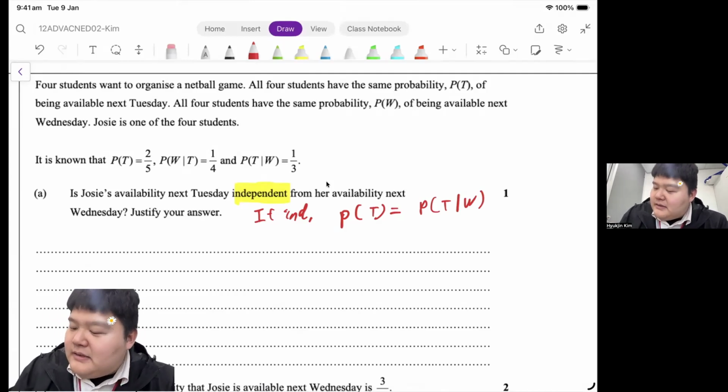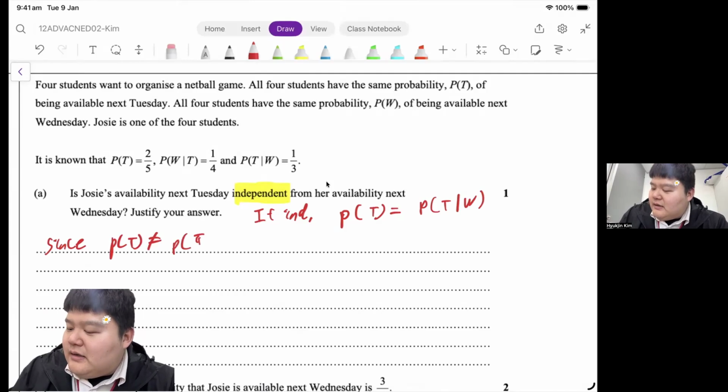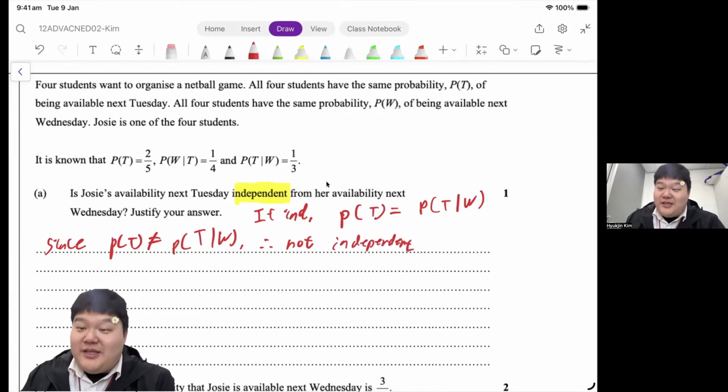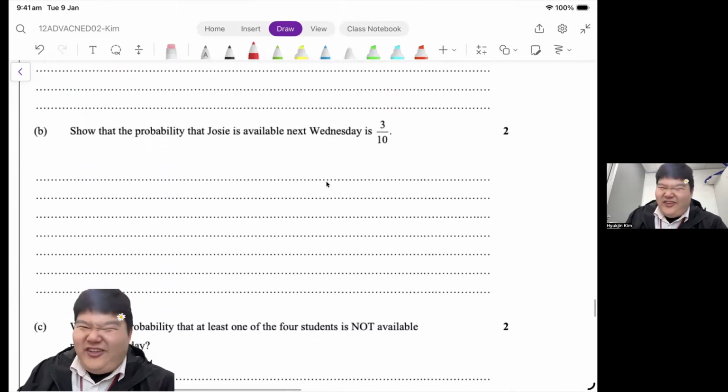But since probability of T does not equal probability of T given Wednesday, therefore not independent. Or we could have just used the word dependent.